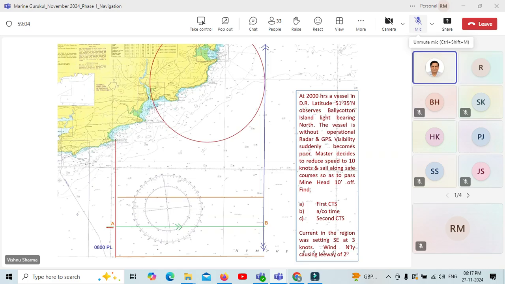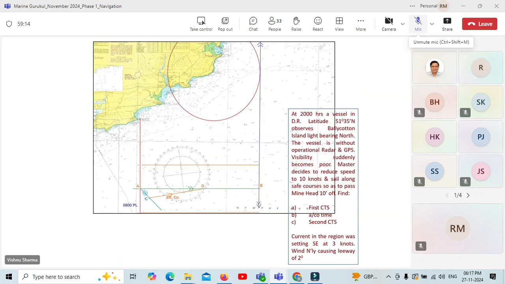Then I have drawn these two safety margins. I scan the chart and find that this entire safety zone is safe for me. So this becomes my first CMG. I counteract current on it and I get the effective course. And on the effective course, I will counteract wind and I'll get the first CTS.